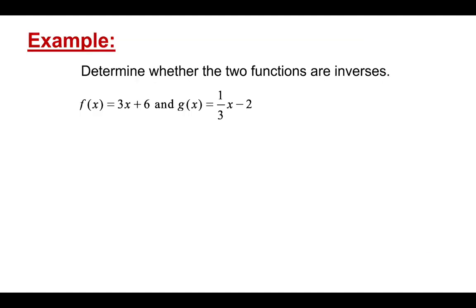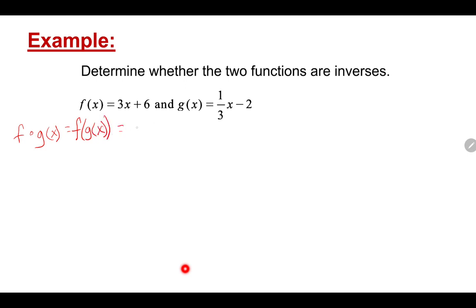So let's try some. So here we have two functions. We have f of x is equal to 3x plus 6. G of x is equal to 1/3 x minus 2. We're going to go ahead and put these together. And again, I'm going to start with f composed with g, for no real reason other than I just saw the f one first. That's all. And this is what it's saying I'm doing. So I'm doing f of g of x.